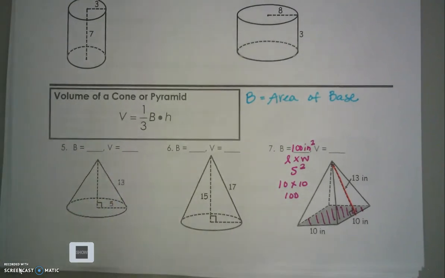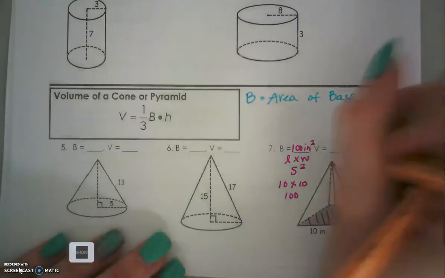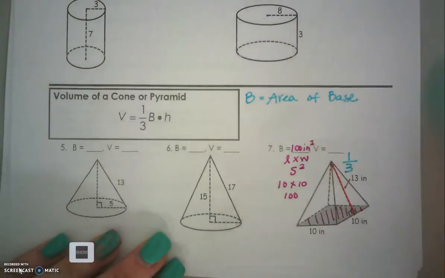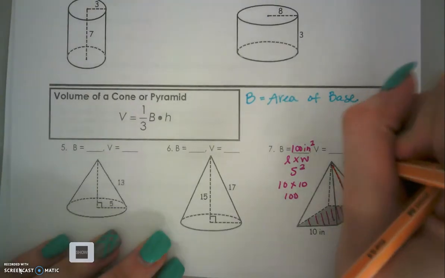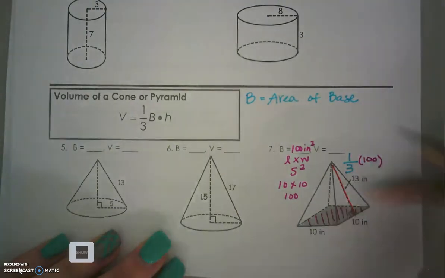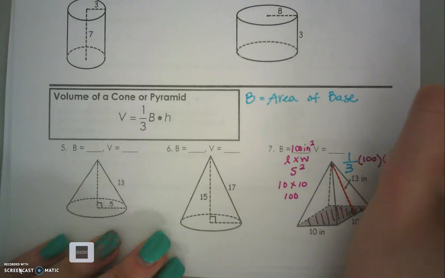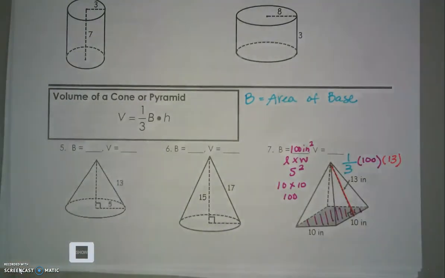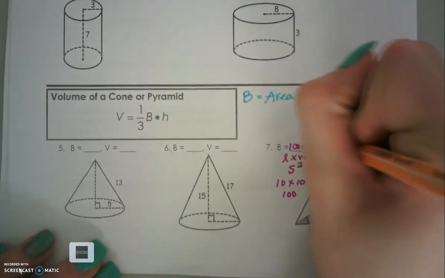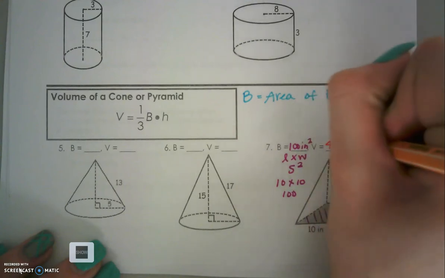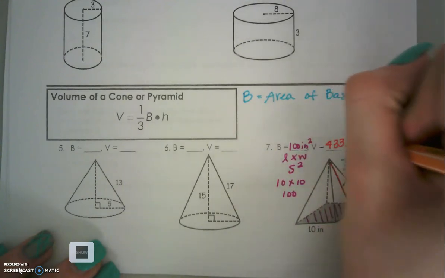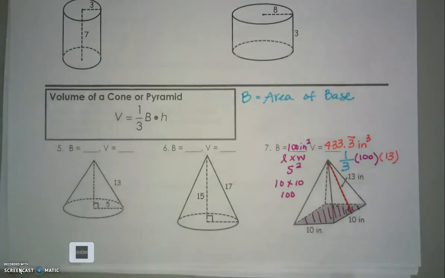Okay, so let's rewrite our formula here. We have 1/3 the area of my base times the height of my figure. So if we put this in our calculator, I get a repeating decimal of 433.3, and this is going to be inches cubed.